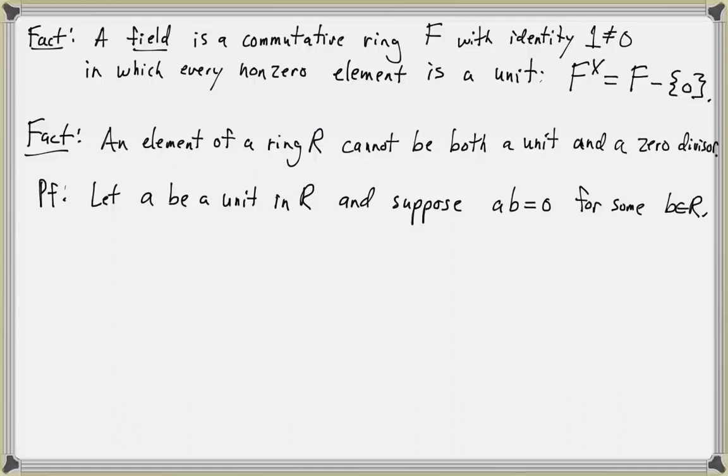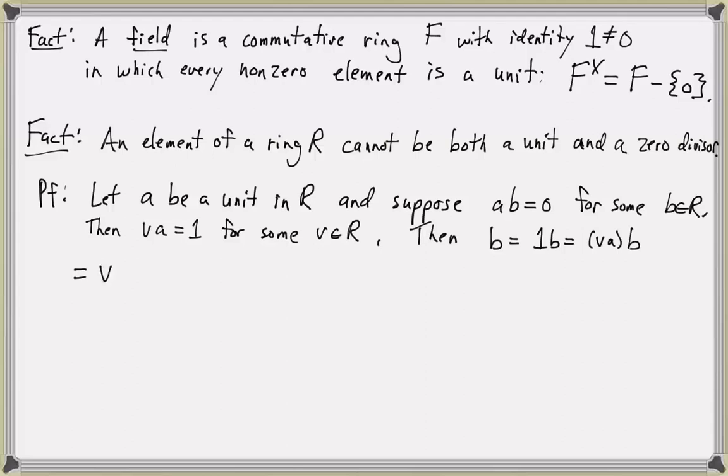Well, since A is a unit, then we know that V times A equals 1 for some element V in R. Then B, which equals 1 times B, I can rewrite 1 as V times A, and then this equals V times AB, but AB equals 0. So we have V times 0, which is 0. So this shows that the only way A times B could equal 0 is if B equals 0. So A cannot be a zero divisor.